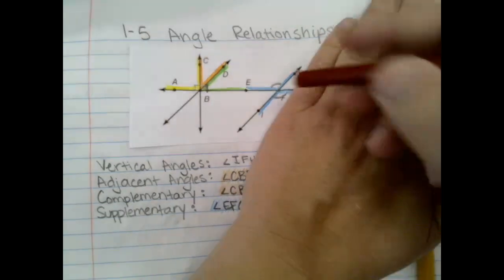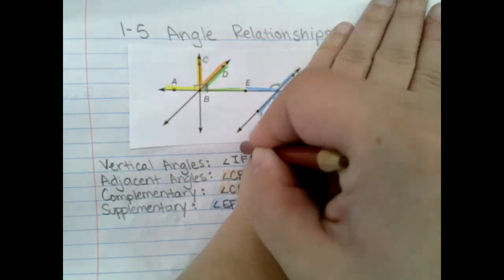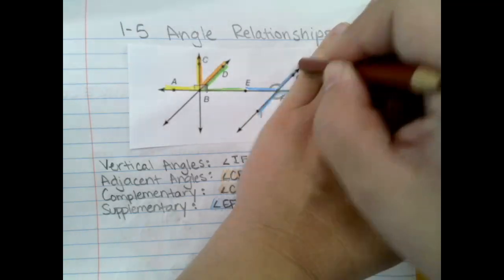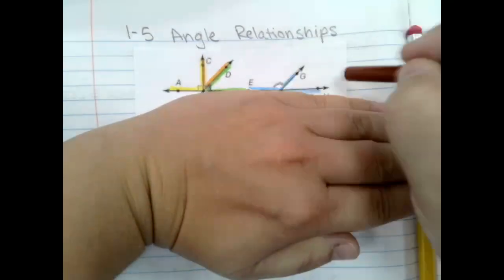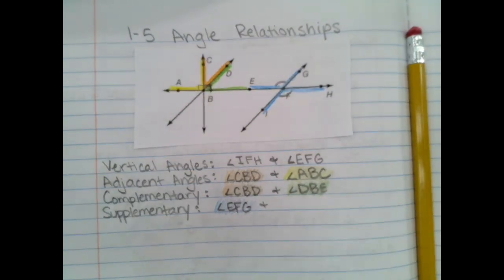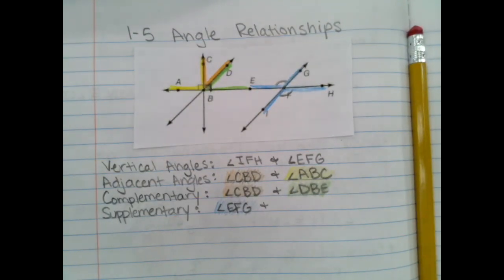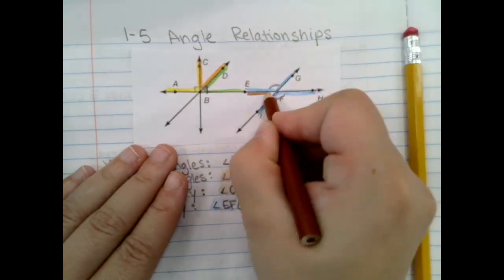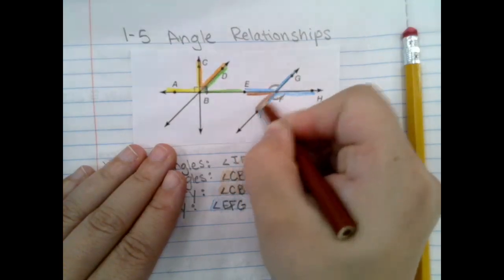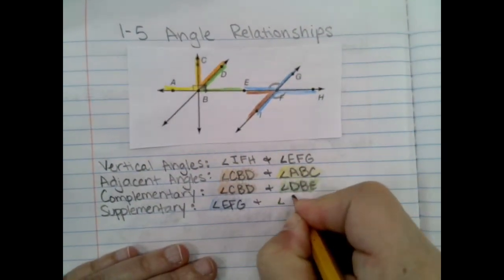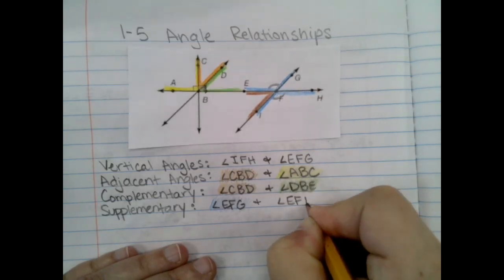EFI. So smart. EFI. We could also follow that line. Which one makes more sense to you? Do we want to follow this line, the diagonal line, or would you rather just follow the line going across? Anyone have an opinion? Cool. Then we're going to go with the other one, EFI. That's the one people usually don't say. That's fun. Angle EFI.